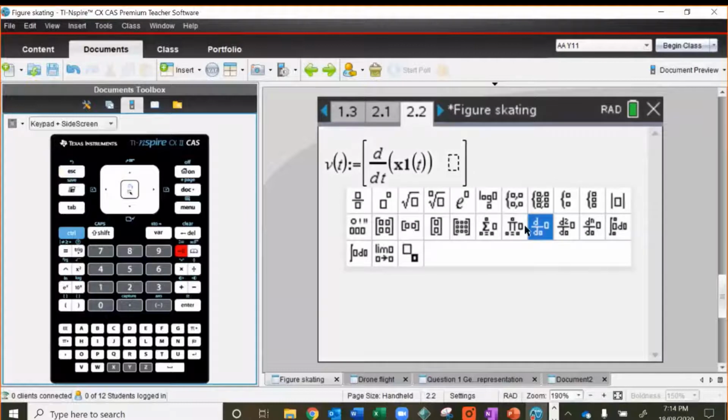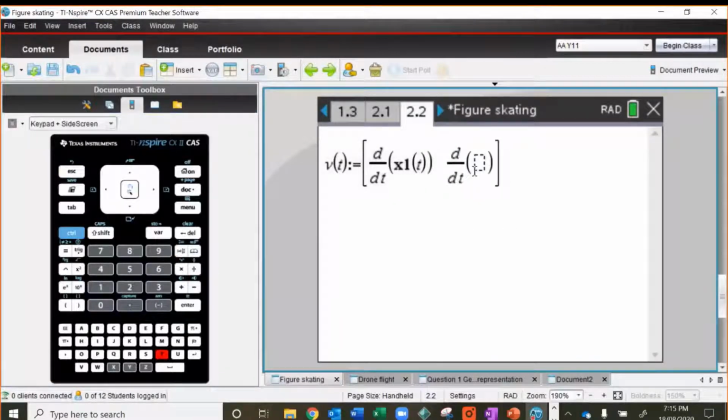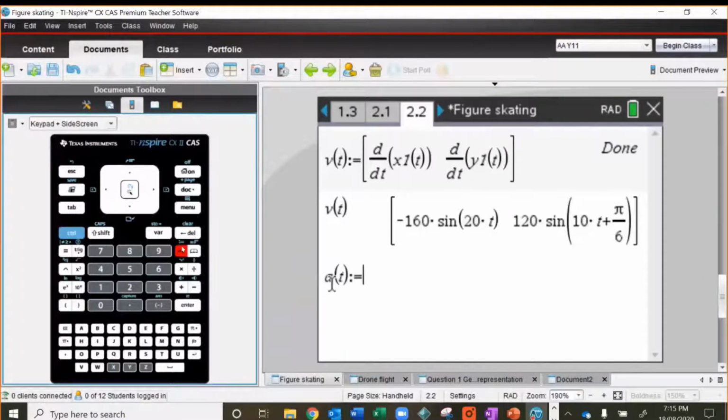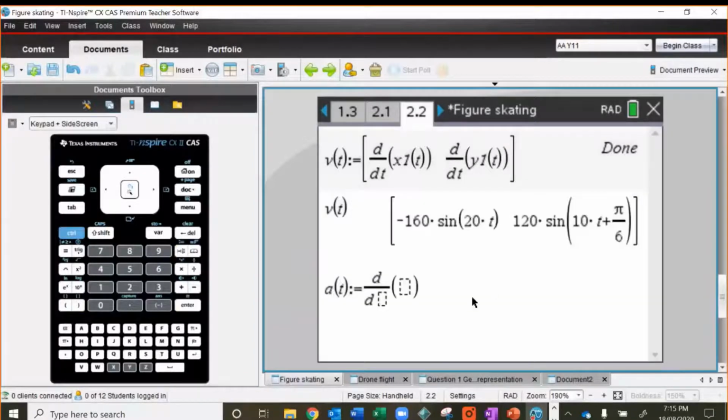And I can also repeat this for y1 in t. So my v in t is this formula: minus 160 sine 20t i plus 120 sine (10t plus pi on 6) j. Remember, you've got to be in radians because we are dealing with circular functions. Now, a in t, we can just differentiate our velocity vector because we've done that.